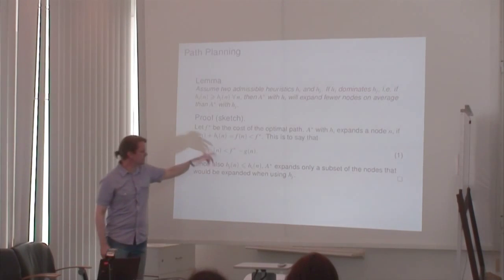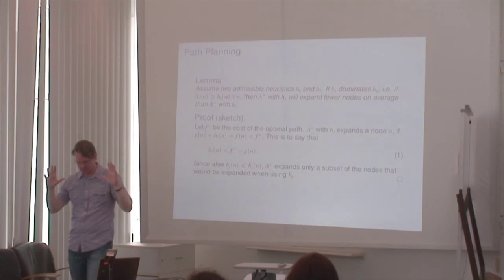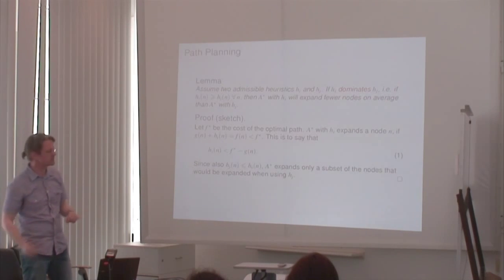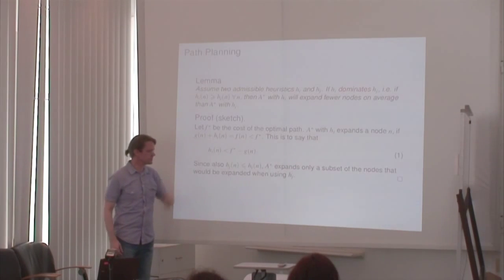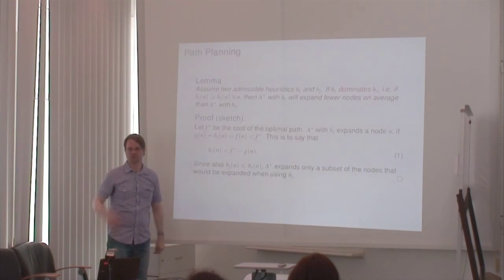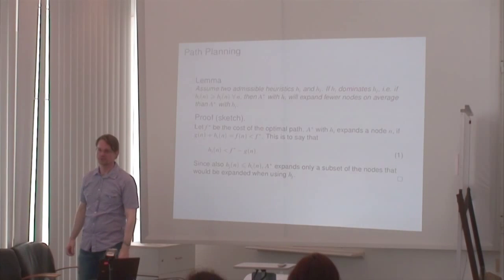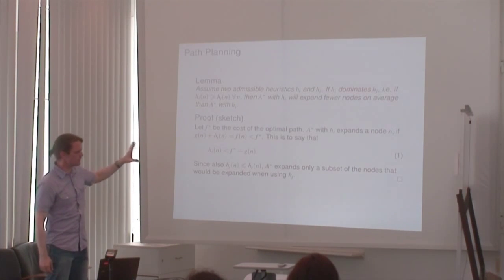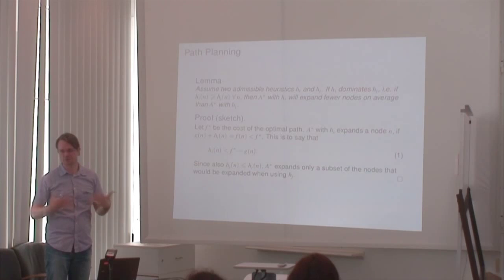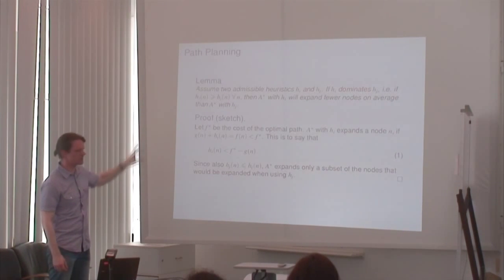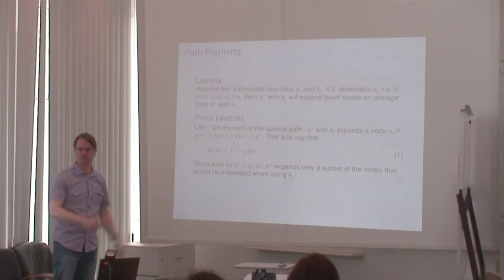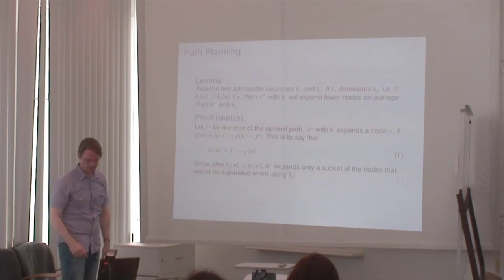But just from looking at this equation, I hope you can see that the number of nodes produced by this heuristic is just a subset of the number of fringe nodes produced by the other. Making that one precise would actually require a bit of work. I'm not going to do that. But this sketch points in the direction of how we can prove that.